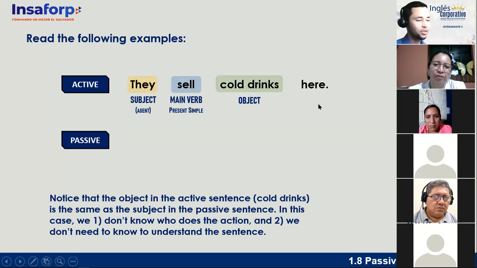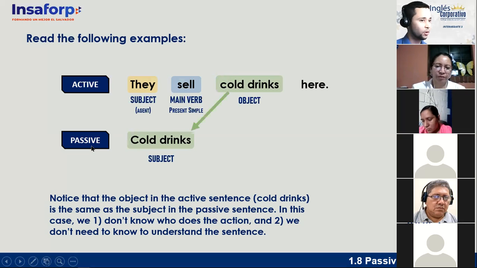So they sell cold drinks here. To form the passive, we need now the object from the active sentence and we put it at the beginning. And now it's the subject of the passive sentence. Pero cuidado, no es el agent porque las bebidas no hacen nada. No tienen capacidad de hacer nada. Son objetos nomás. So, cold drinks. What's next? ¿Qué es lo que sigue ahí?